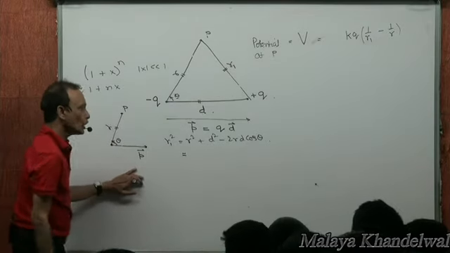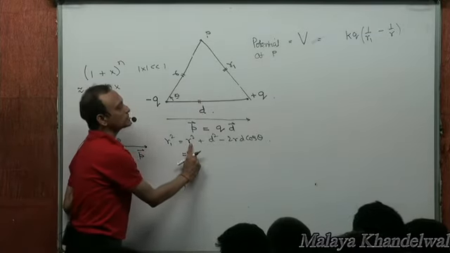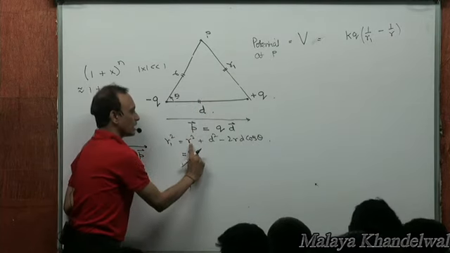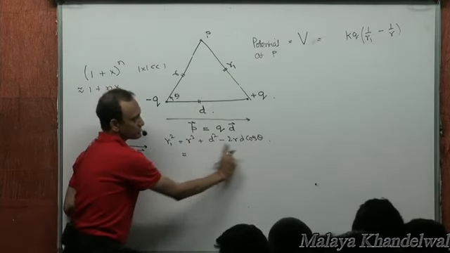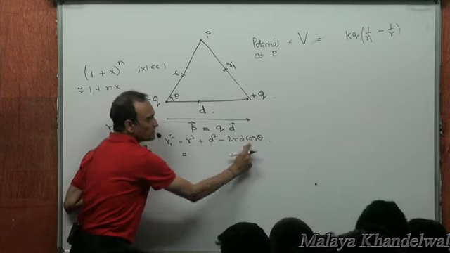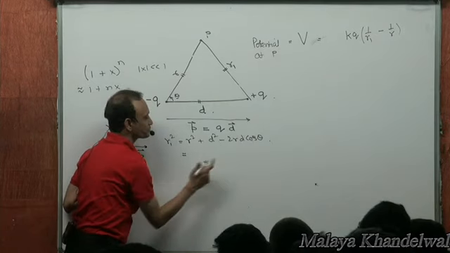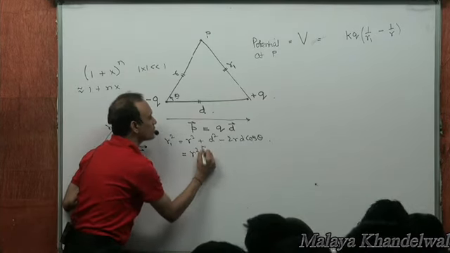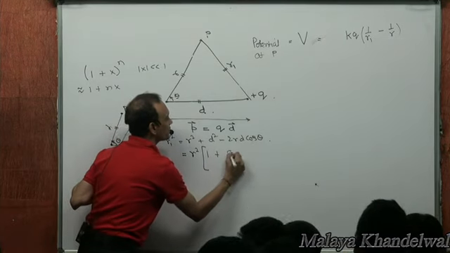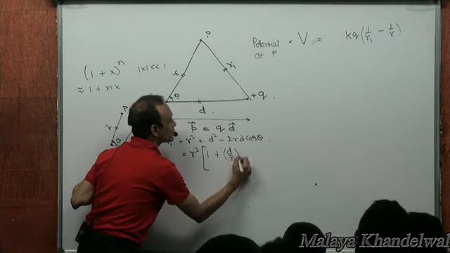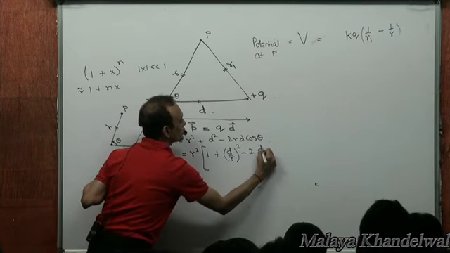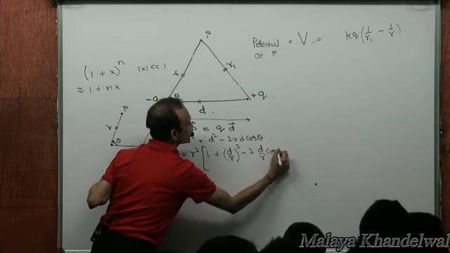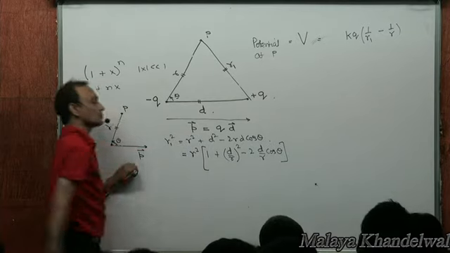Now, r is much larger compared to d. I therefore choose to take r squared common from this expression. And cos theta obviously will be numerically less than 1. So if I took r squared common, then this is like 1 plus (d by r) whole squared minus 2 into d by r into cos theta. Yes or no?